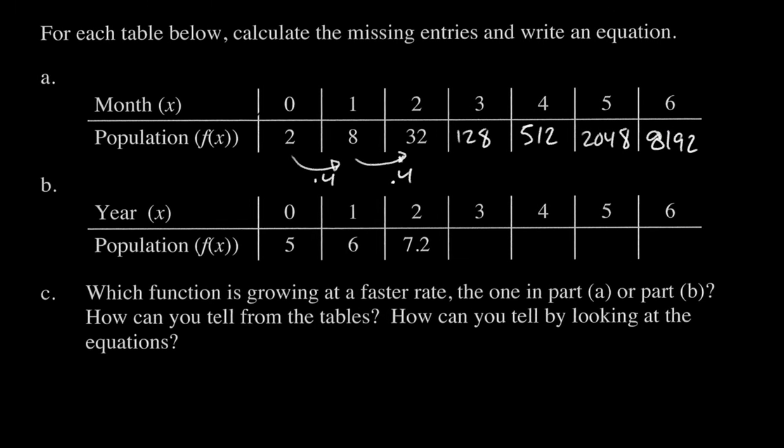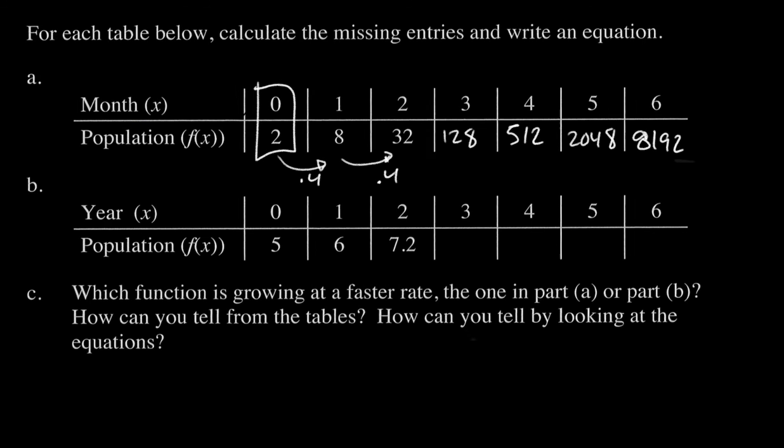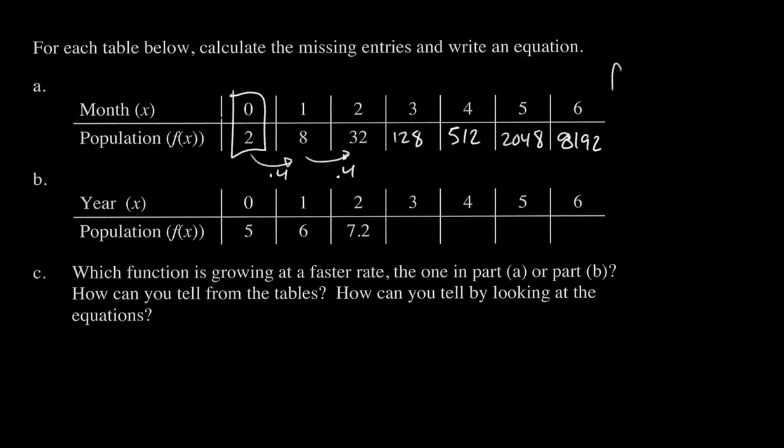Okay, so I can see my 0th term is the number 2, and I know that my multiplier is 4, so I can write this, right? f of x is equal to 2 times 4 raised to the x power. Any x value I pick, if I put it in directly, it'll work. If I put in the number 3, 2 times 4 to the third, just to verify, I get 128. If I put in a 6, 2 times 4 to the 6th power gives me 8192. So this is part A.